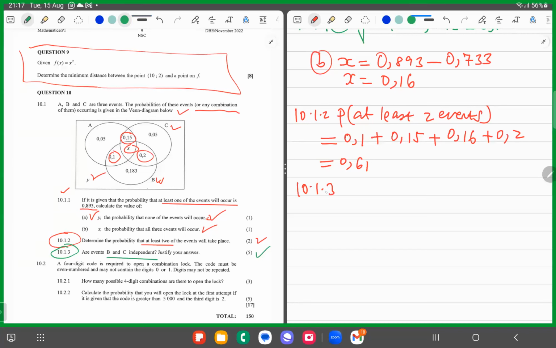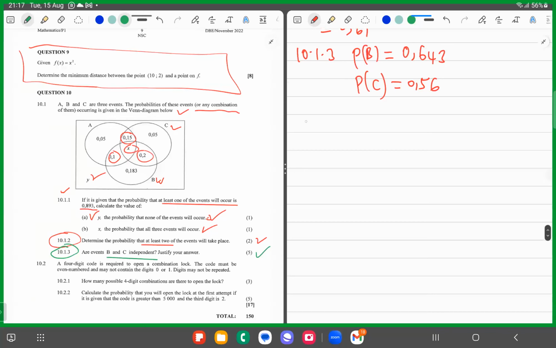So in 10.1.3, what is the probability of B? The probability of B would be what you get when you sum everything within B. When you add everything within B, you get 0.643. The probability of everything in C is 0.56. Just add everything in C.